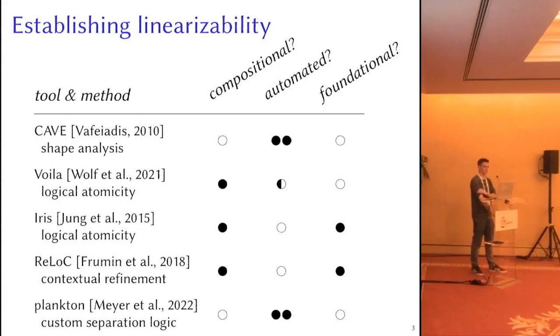Now, another example is the Plankton tool, presented at OOPSLA last year, which really provides an impressive degree of automation, but the method they use itself is not compositional. So you'll notice that if you are looking for a compositional method of establishing linearizability, you're really not getting a lot of automation. Whereas if you choose a non-compositional method, you get a bunch more. And this is kind of a problem.